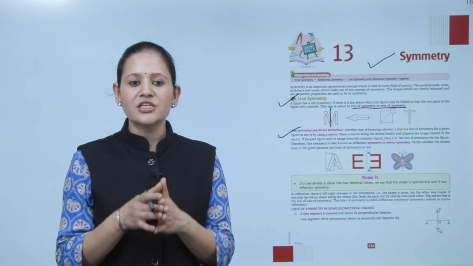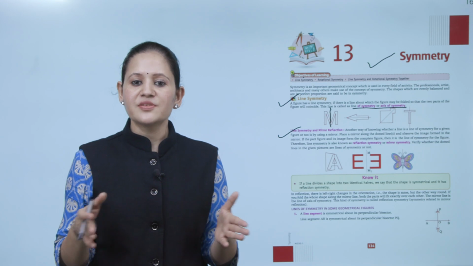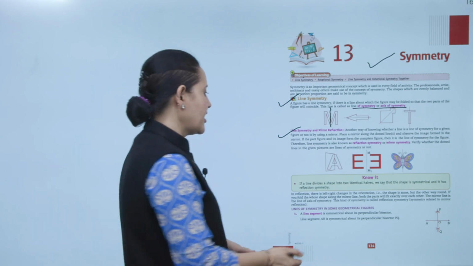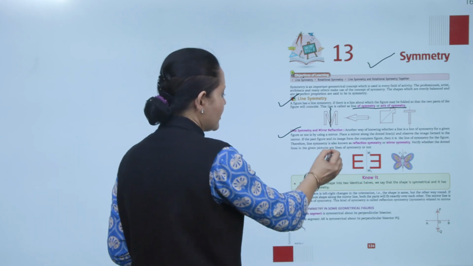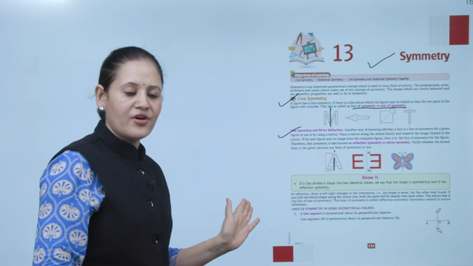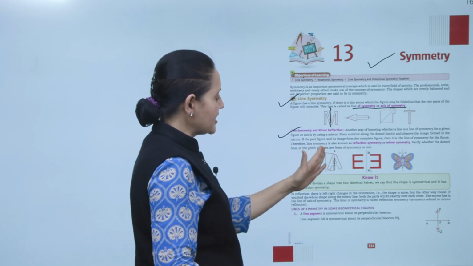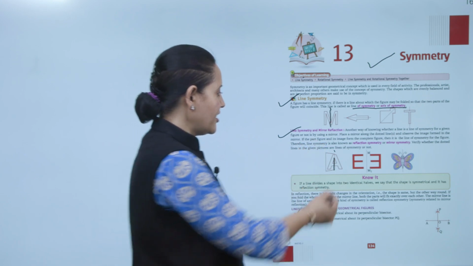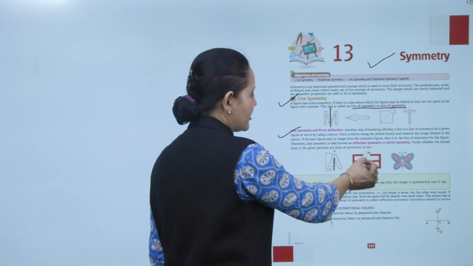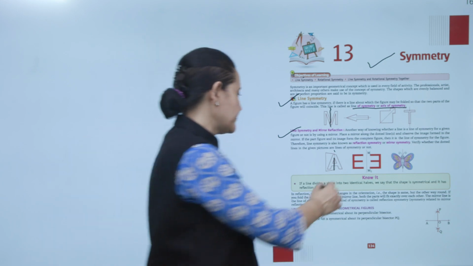Verify whether the dotted lines in the given picture are lines of symmetry or not. So, if I place the mirror along this dotted line, I'll see the other half of that object. So that means this is the line of symmetry. Here you can see this is the line of symmetry. Clear? Next, know it.